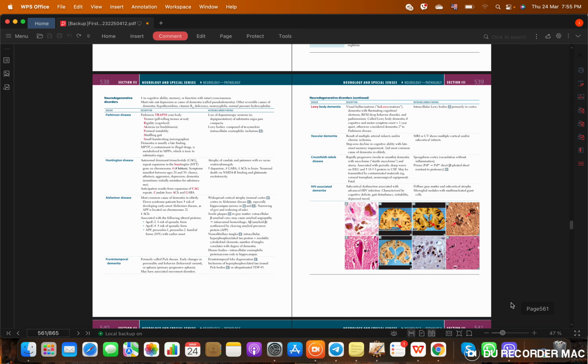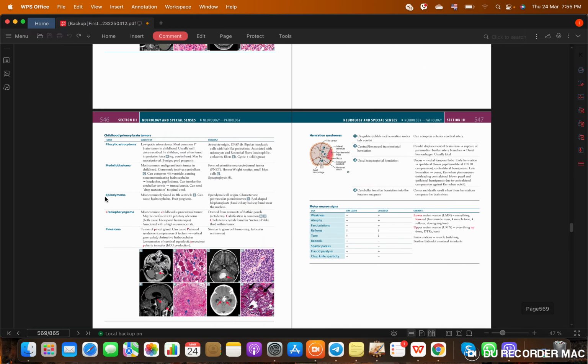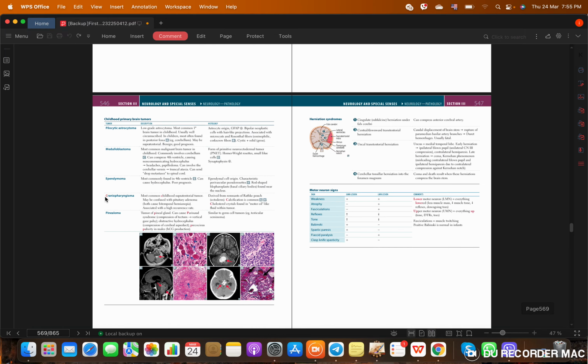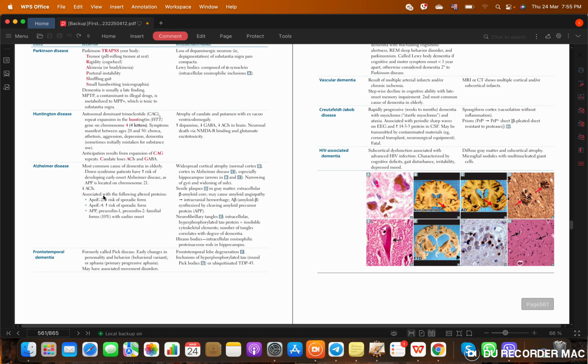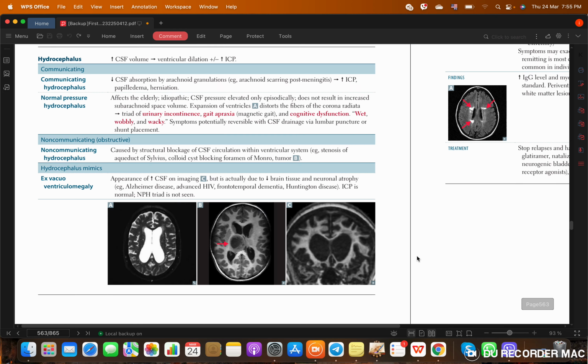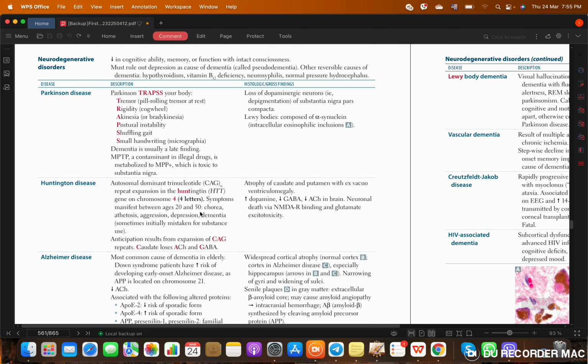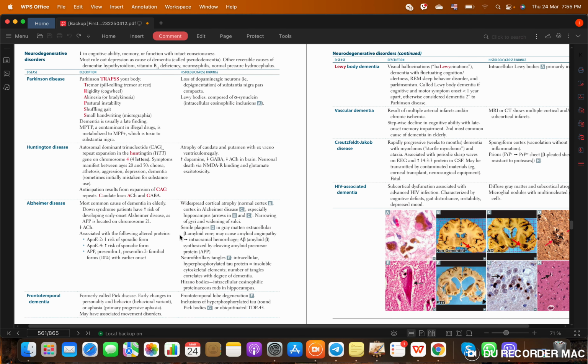Good. So the next thing we'll speak about is neurodegenerative disorders. Hopefully tomorrow we'll finish the pathology of it, but let's push a couple more today. We have quite a few of them, so many actually: Parkinson's disease, Huntington disease, Alzheimer's disease, frontotemporal dementia, Lewy body dementia, vascular dementia, Creutzfeldt-Jakob disease, HIV-associated dementia. That's a lot, yes.